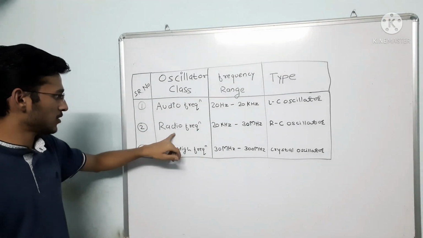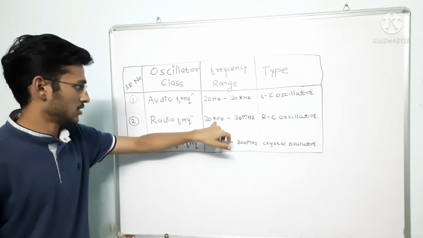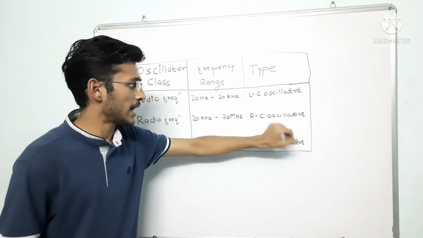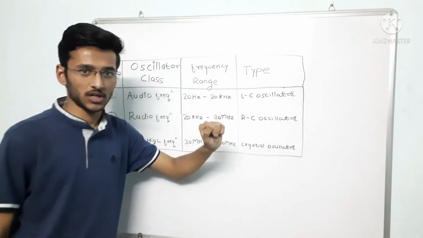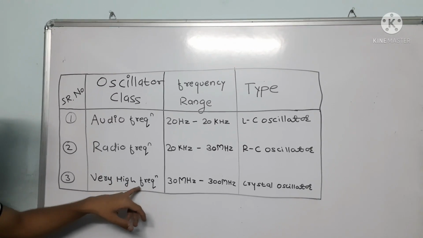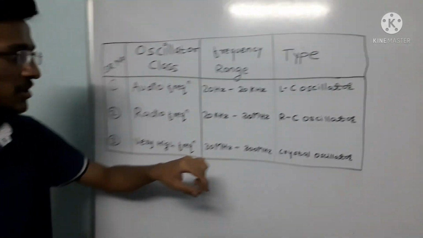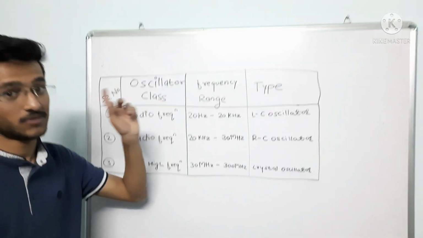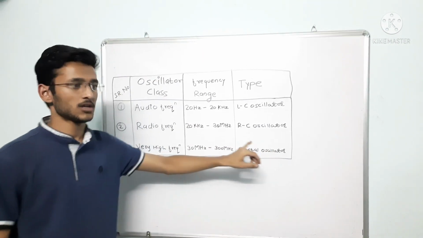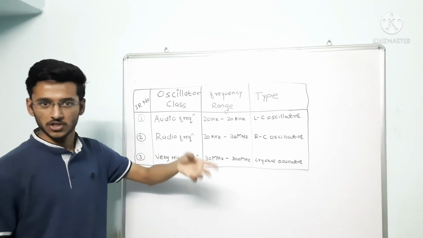Now the second type is radio frequency, which is also known as the non-audible frequency range, and its frequency range is from 20 kHz to 30 MHz, which is provided by RC oscillators. So this is the third point, that is very high frequency, and it generates from 30 MHz to 300 MHz of frequency range, and its type is crystal oscillators. As we have discussed in the previous slides, the crystal oscillator is one of the oscillators that is used to generate a huge amount of frequency as compared to RC oscillators and LC oscillators.